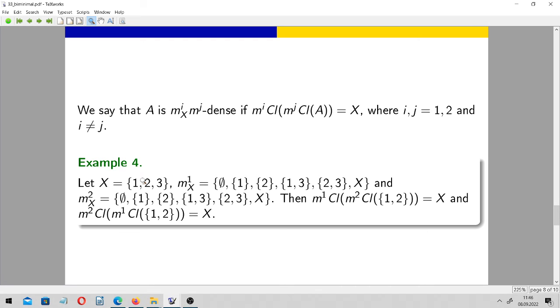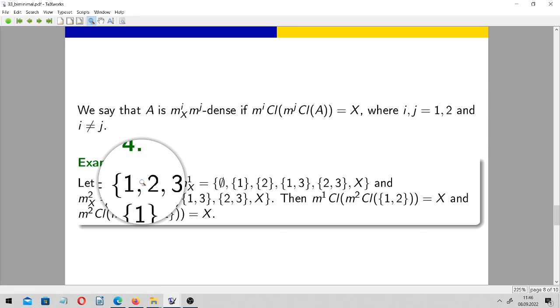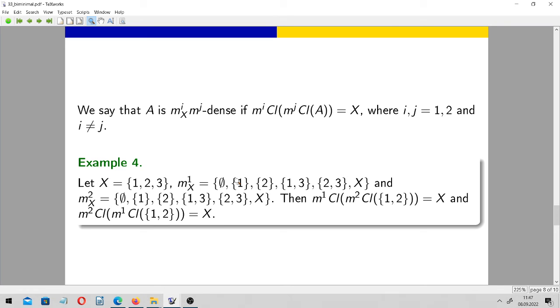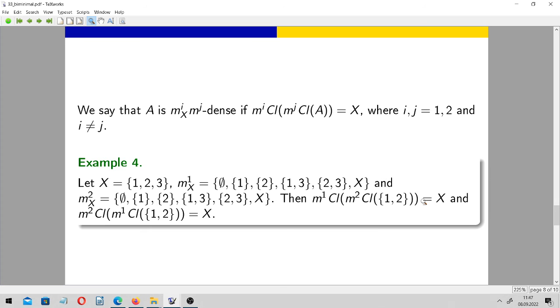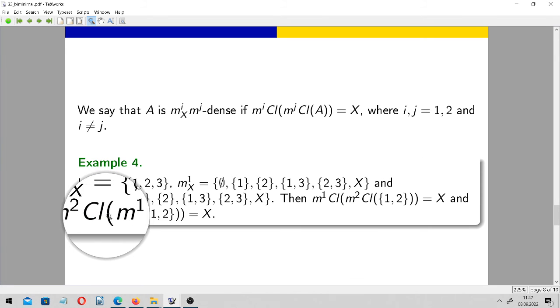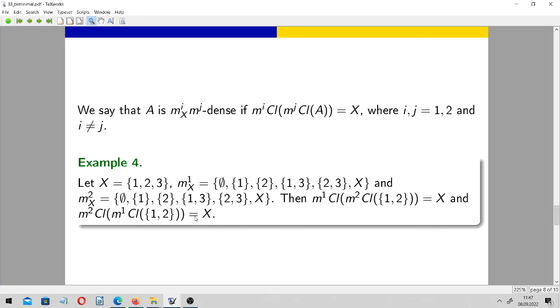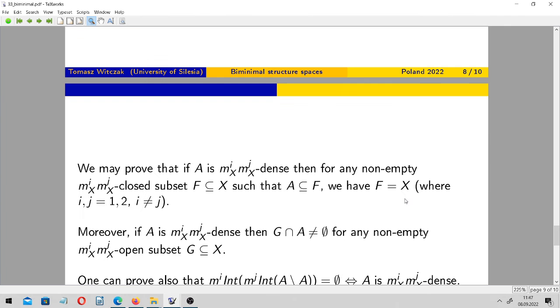And here we have an example. You may check this: a very simple space, 1, 2, 3, and those two minimal structures, which perhaps have been already used. Moreover, we've already discussed this set {1, 2}, and we said that its closure in both spaces is X. Now we can see that the M1, M2 closure of this set is indeed X, and moreover the M2, M1 closure is X too. So from both perspectives, M1, M2 and M2, M1, this set {1, 2} is dense in the space.